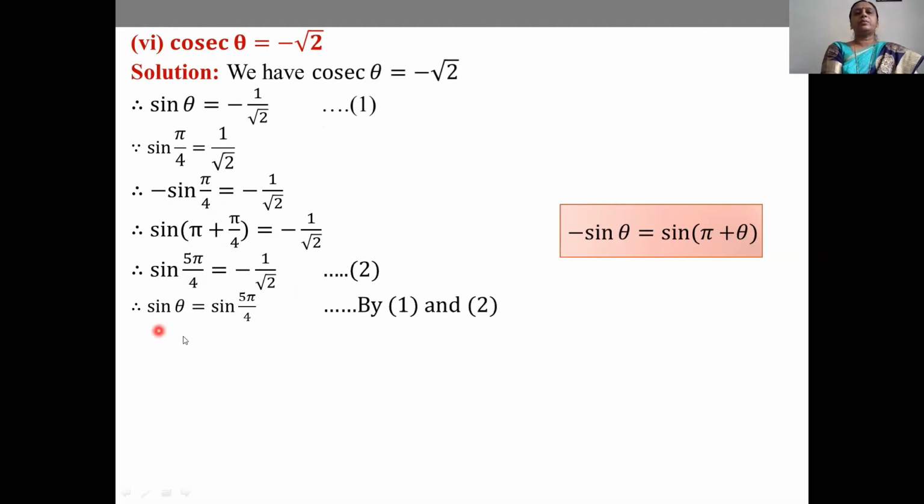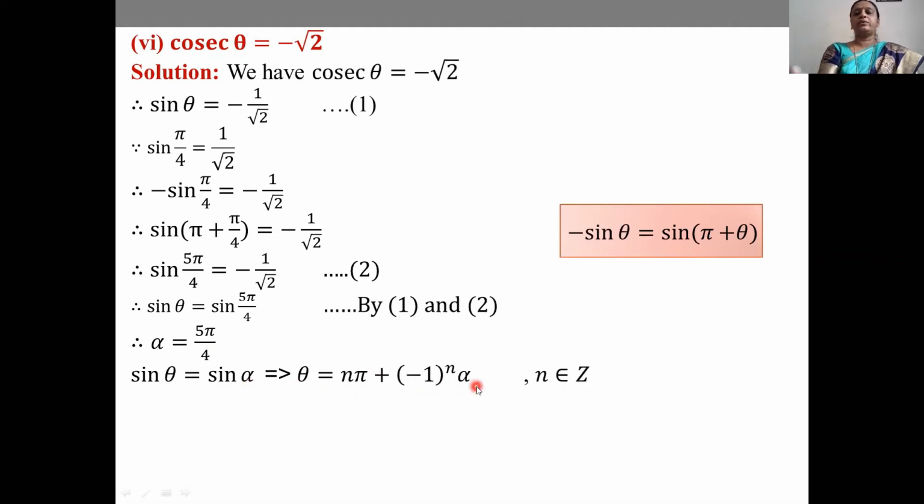Now this equation is of the type sine theta is equal to sine alpha, where alpha is 5 pi by 4. Now if the equation is of the type sine theta is equal to sine alpha, then this equation implies that the general solution will be theta is equal to n pi plus minus 1 raised to n into alpha, where n belongs to Z. Now in this formula, keep the value of alpha 5 pi by 4. You will get, therefore, sin theta is equal to sin 5 pi by 4 implies that theta is equal to n pi plus minus 1 raised to n into 5 pi by 4, n belongs to Z.